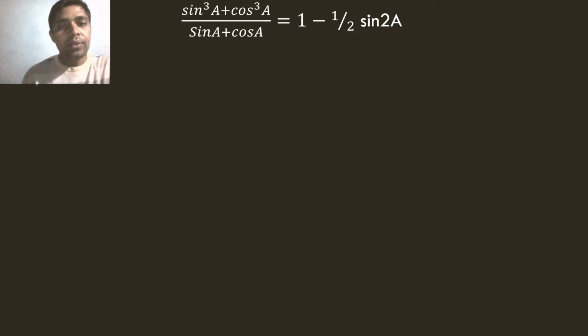We'll go for the next proving problem. Here we have to prove that (sin³A plus cos³A) upon (sin A plus cos A) equals 1 minus 1 upon 2 sin 2A. This we have to prove.